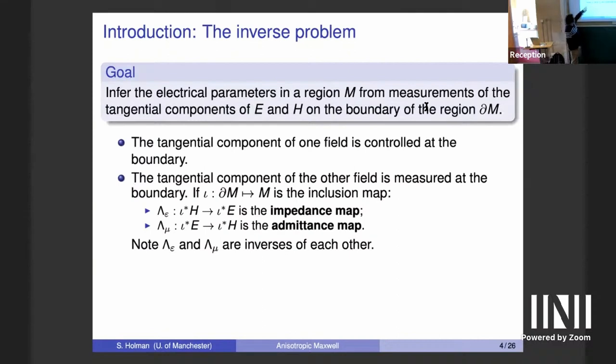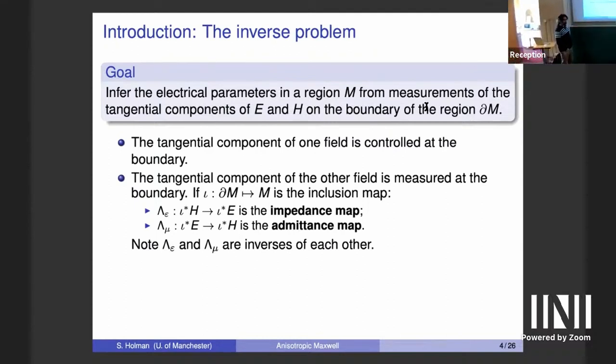And so the tangential component can be considered as the pullback to the boundary of H. So I is the inclusion of the boundary in the larger set, and then we just consider the pullback to the boundary. If you aren't sure about this kind of geometric notation, it's just considering the tangential component.